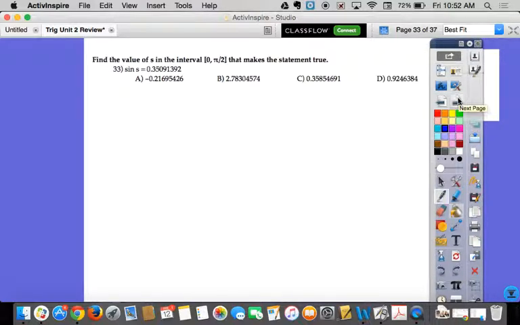Okay, this says find the value of S in this interval. And I tell you what, we've got like 4 problems left, and these all kind of go together. So what we're going to do is we're going to stop right here, and we'll do the last ones in the last video.